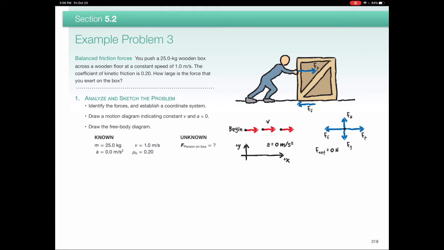free body diagram, we have a normal force and force of gravity balancing each other out. In this case, since we're going to have a constant speed, the acceleration is 0, so the net force in the horizontal direction is also 0. That tells us that our force of friction is going to be equal to the applied force. So we have several knowns. We have the mass is 25 kilograms, our acceleration is 0. The velocity turns out to not matter in this case, and the coefficient of kinetic friction is 0.2.